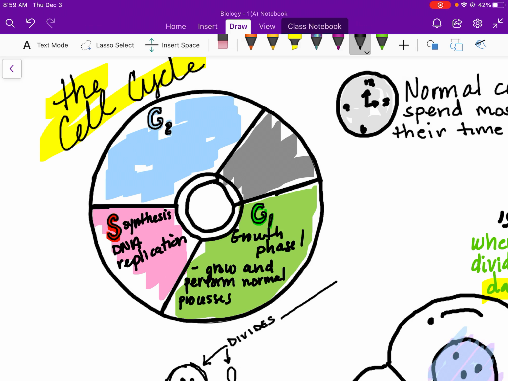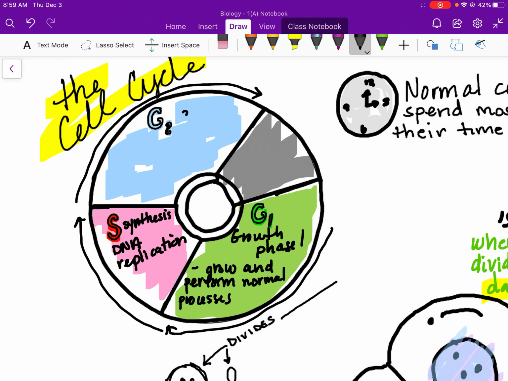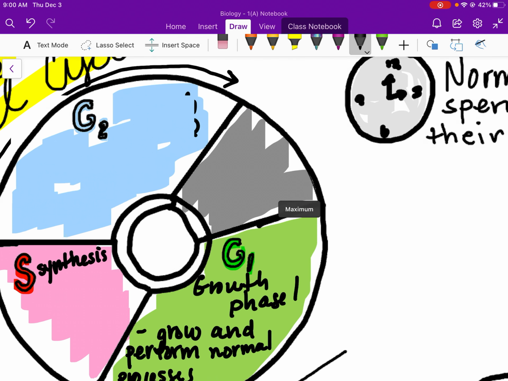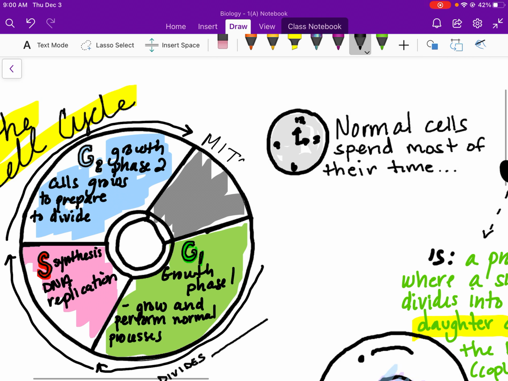So we're going this way. We're going to keep going this way. So now we're going to enter G2, which is growth phase 2. And this is where our cell is going to get bigger, so we can prepare to divide. They have to get a little bit bigger so that each cell can have enough of the final product. And that brings us to our favorite process, and that is mitosis. And that happens right here.